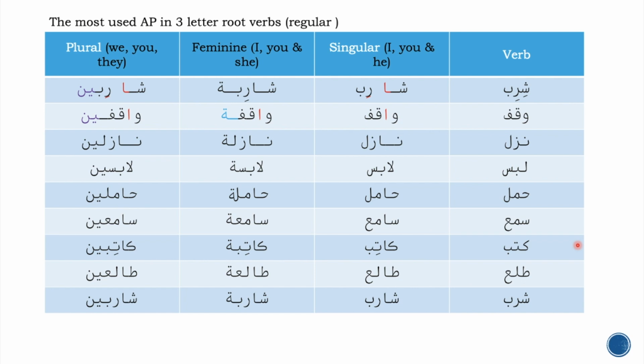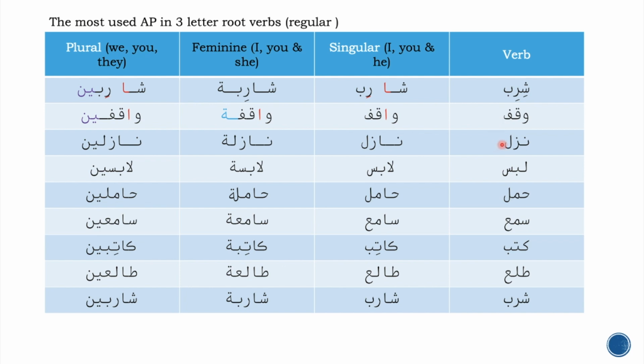Now we will look at how we form the active participle out of the 3-letter root verbs, the regular form. We've got the verb شرب, وقف. شرب is to drink. وقف is to stand or stop.